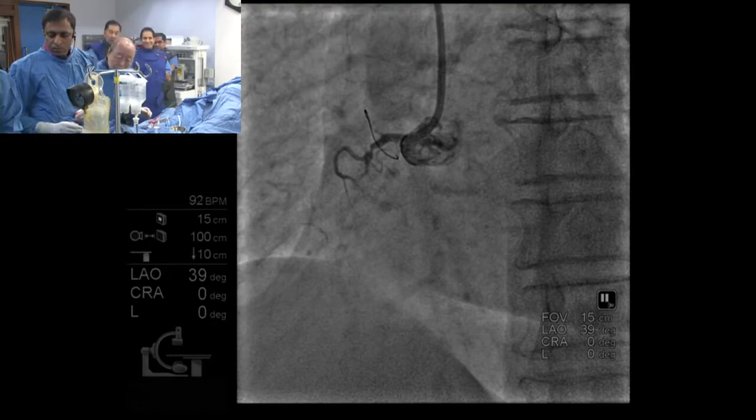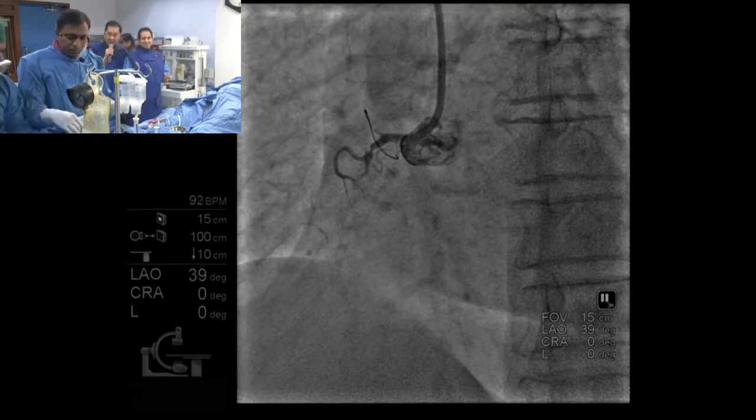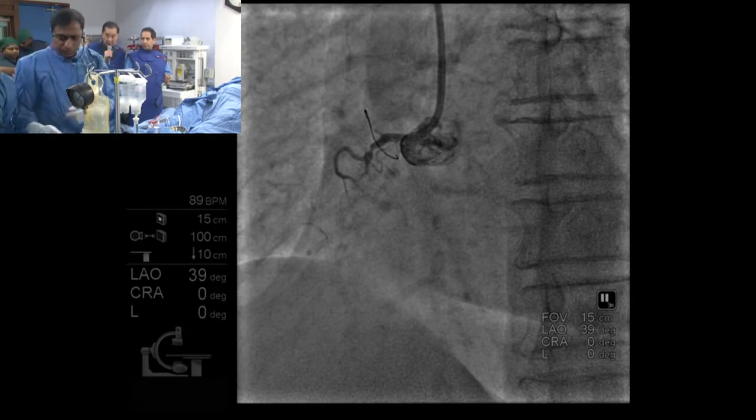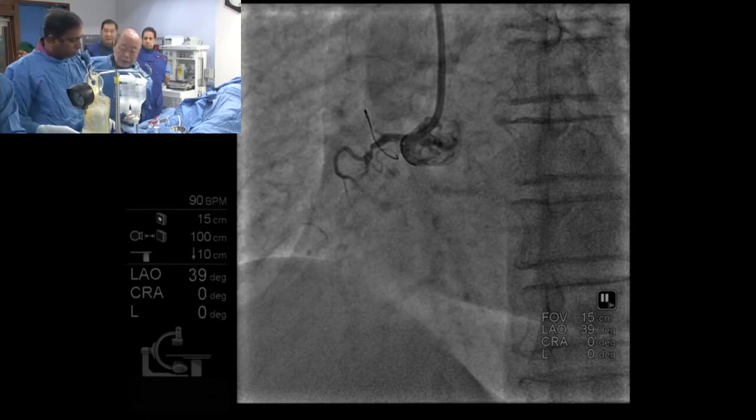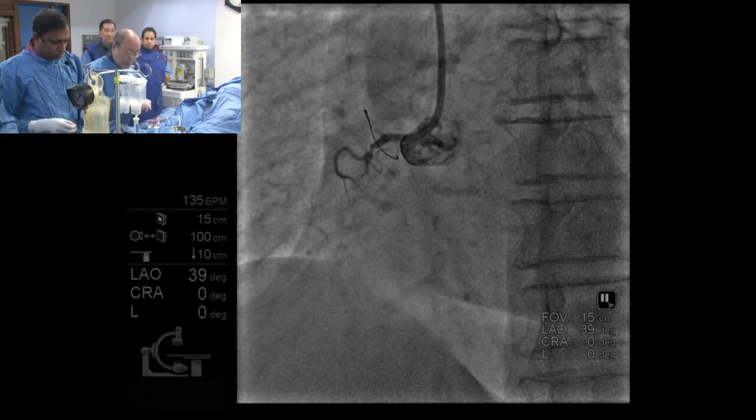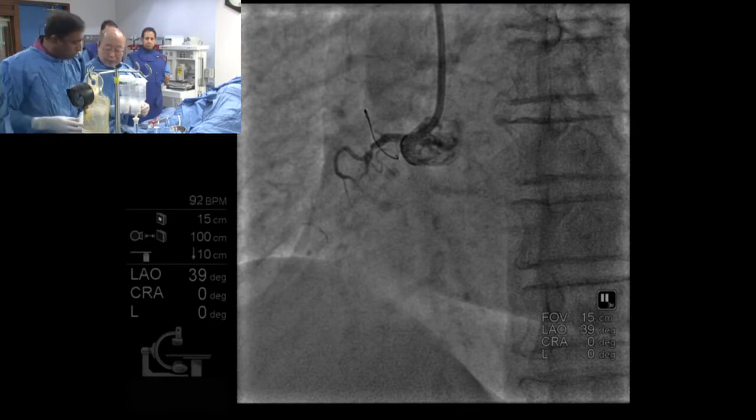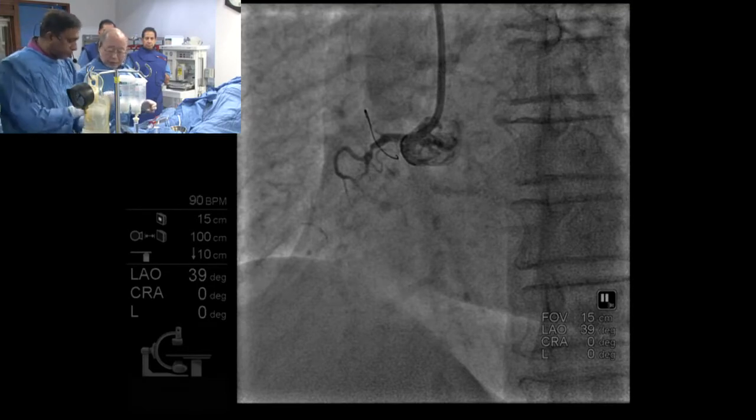Dr. Saito, would you start Gaia second instead of Gaia first? No, normally I always start Gaia first. What microcatheter are you planning on using? Caravelle. Where is Caravelle? This one. Okay, Caravelle 135, right? Yeah. Put the wire.